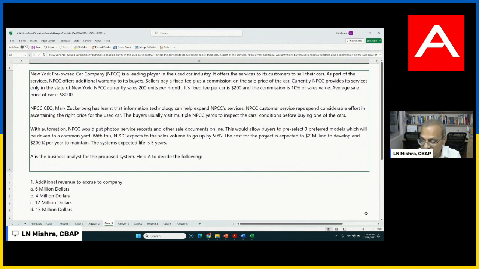Okay. So the first question, of course, in any cost benefit analysis is to find out how much money the project is going to make for the company. And we have four choices: $6 million, $4 million, $12 million, and $15 million. So if anyone has been able to calculate this number, please put it in the chat window. Then we will take a look and see if it is the number that you should be looking at.